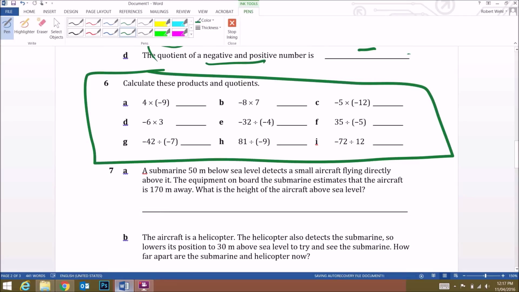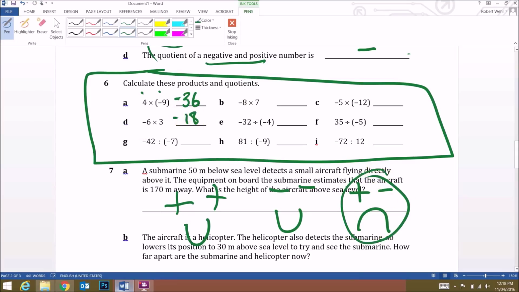So these are our questions. I don't even look at the negative signs or the positive signs. I just say 4 nines. I know that 4 nines are 36, and there's one of each. So that means that one of each means that it's a negative. And then we just go through them. 6 times 3 is 18. Once again, there's one of each. It's this face. It's a negative.